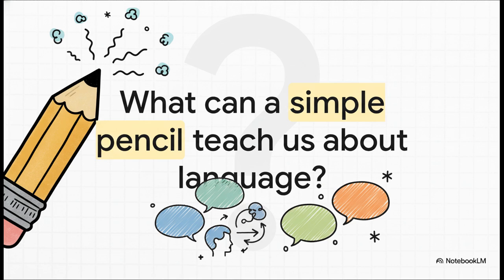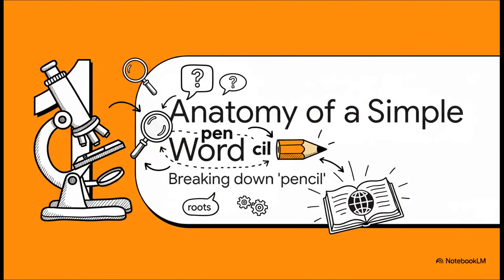Let's find out. Okay, so to start our little investigation, we're going to head over to the Simple English Wiktionary. And it's the perfect place for this because its entire purpose is to be crystal clear. We're going to put the word pencil under the microscope and just see what it's made of, linguistically speaking.